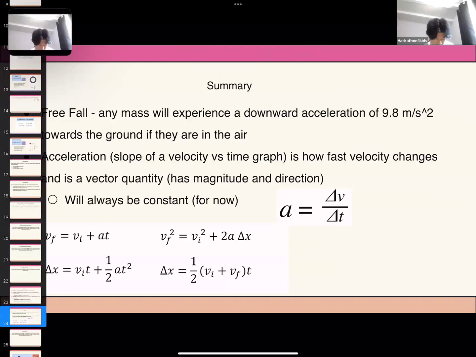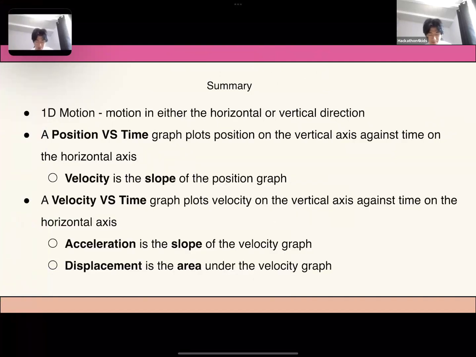Summary. 1D motion, remember, is motion in either horizontal or vertical direction. A position versus time graph plots the position on the vertical axis against time on the horizontal axis. And remember that velocity is the slope of the position graph, okay? Remember what a velocity versus time graph is, and that acceleration is the slope of a velocity versus time graph, and that displacement is the area under the velocity graph.